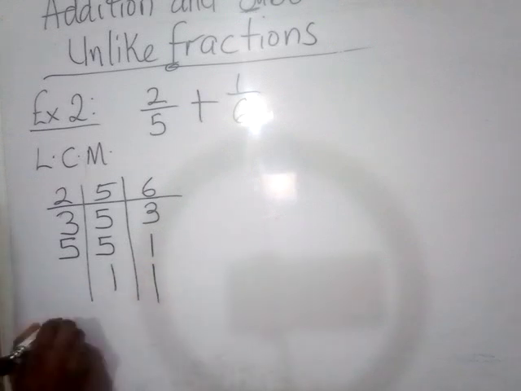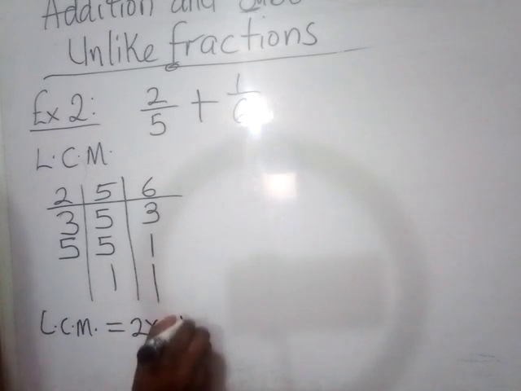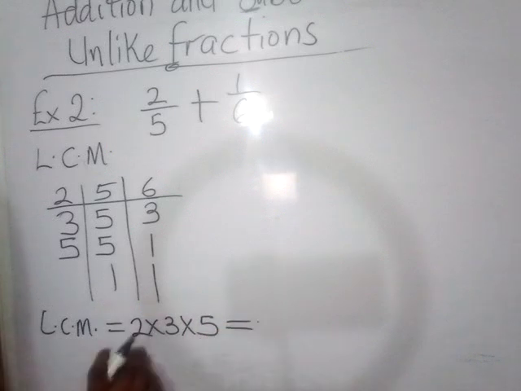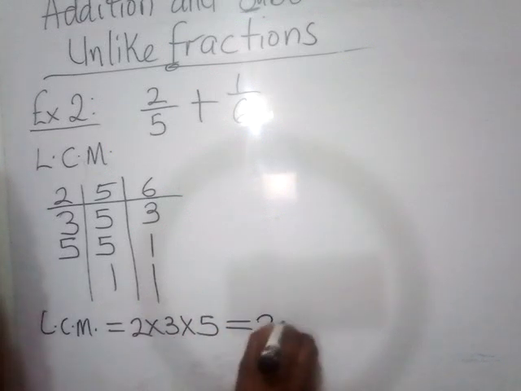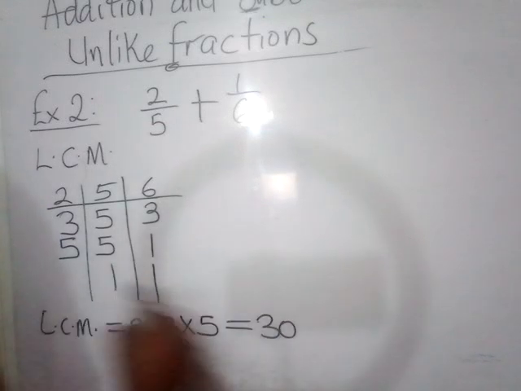The next thing you do is, your LCM will be 2 times 3 times 5. 2 times 3 is 6. And 6 times 5 is what? 30. Okay, so the LCM here is 30.